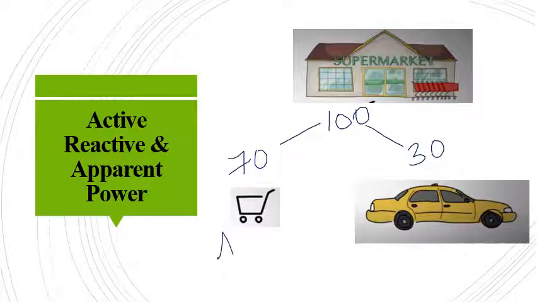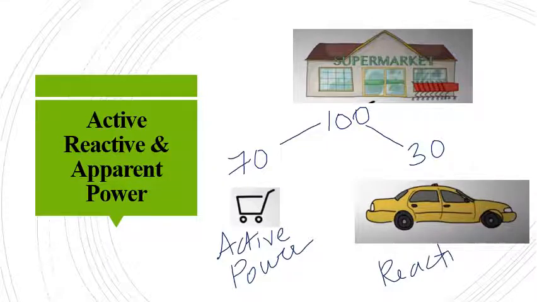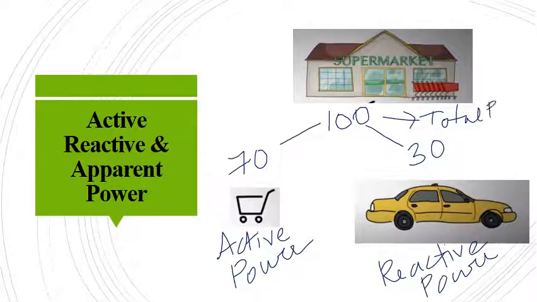And this is similar to your active power, the power that is available for useful work, or in this case it is buying grocery. So this is your active power. And the rest of the power that is used for transportation and that is not available for your useful work, so this is your reactive power. And the active power and reactive power will add up to get your total power.